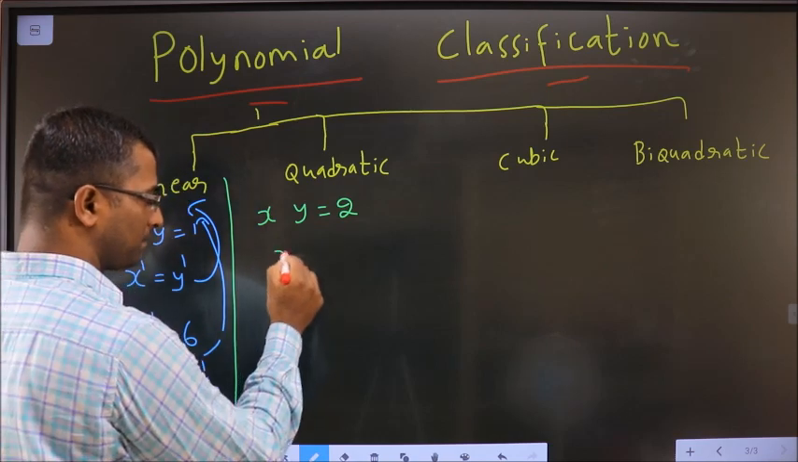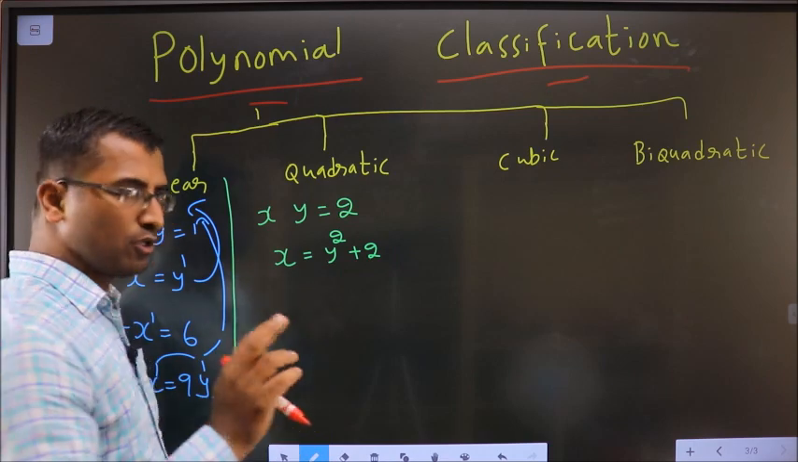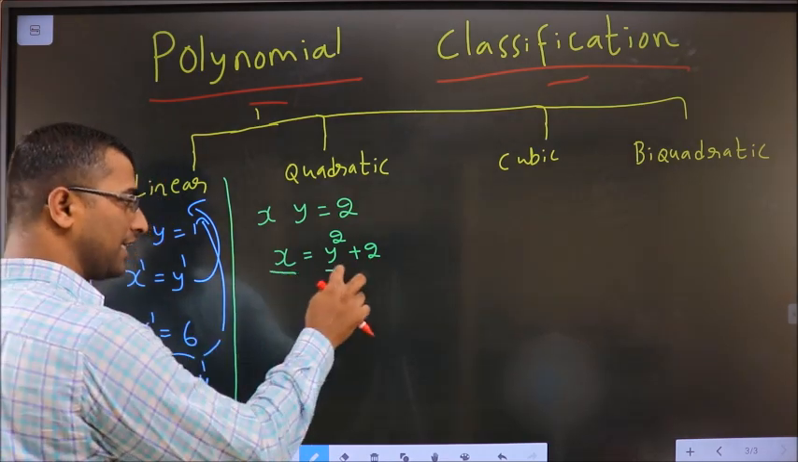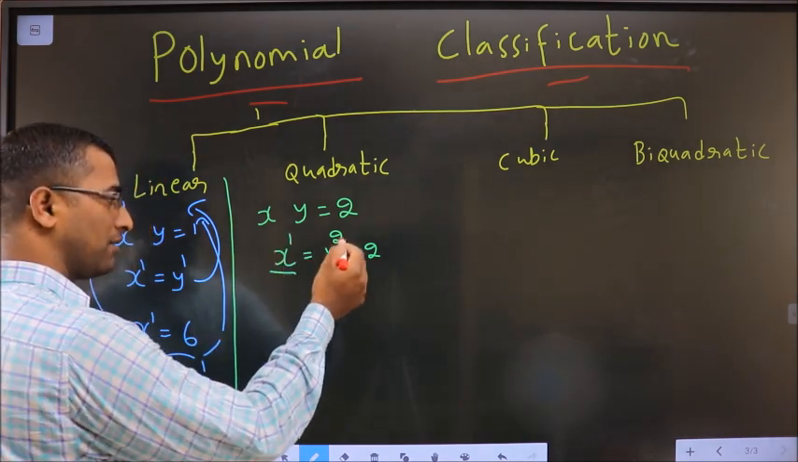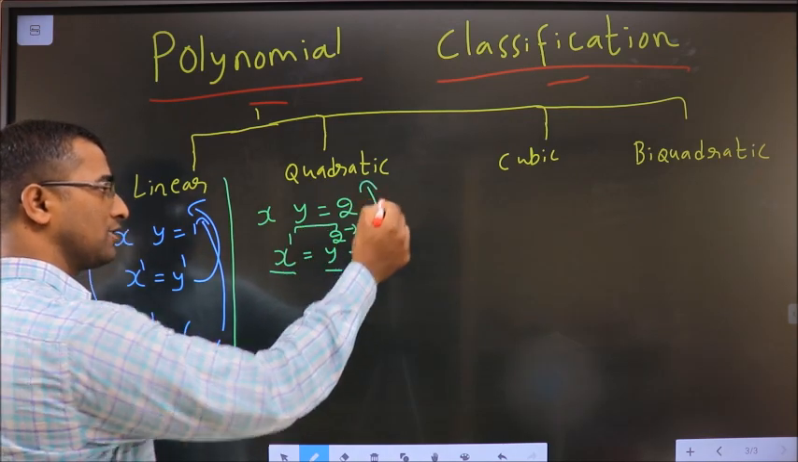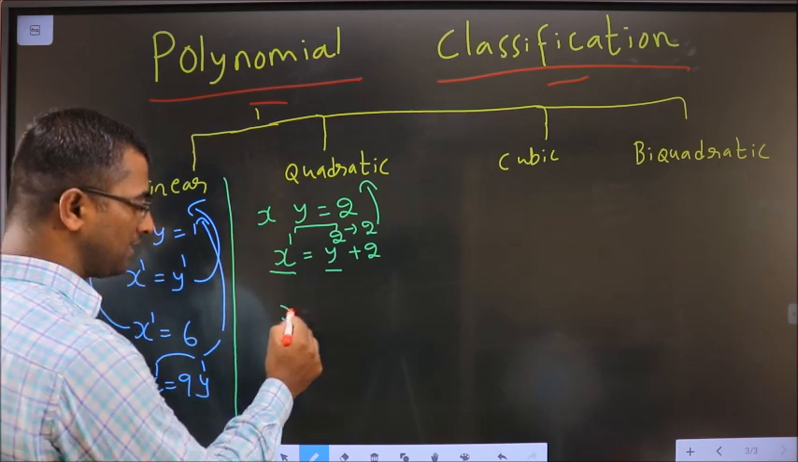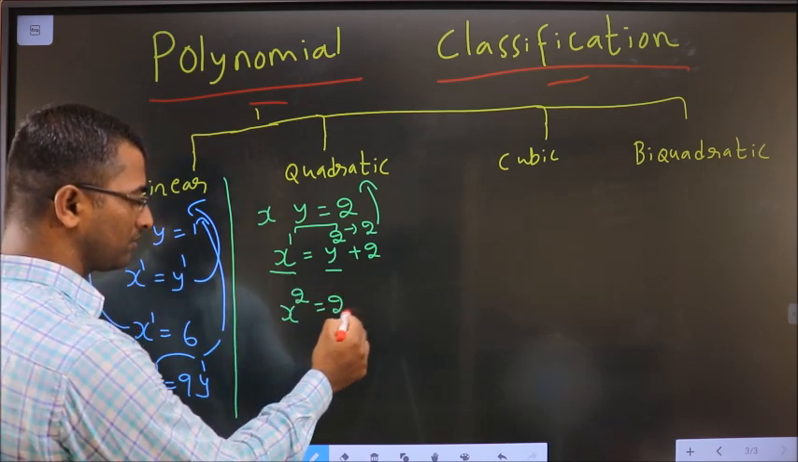Example, x equal to y square plus 2. Two variables are given, x and y. Power on x is 1, power on y is 2. Highest of them is 2. So I can call this to be a quadratic. Okay. Another example is x square equal to 2.